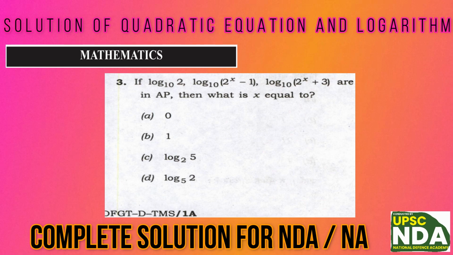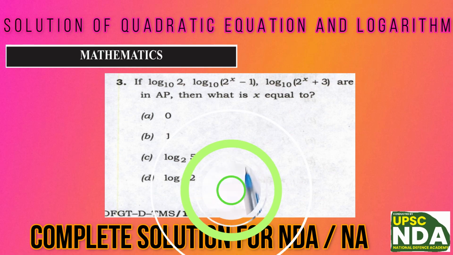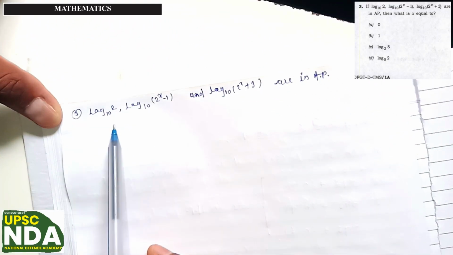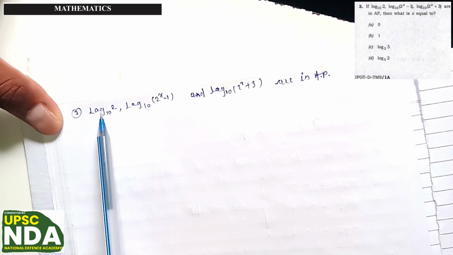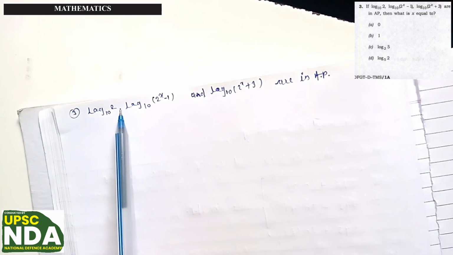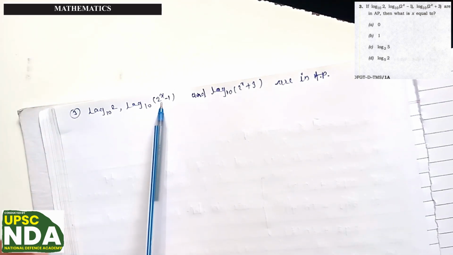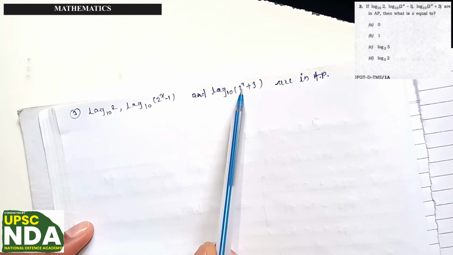Now let's find the solution for today's example. Quite an easy question. We have to apply some basic concepts from arithmetic progression and easy calculations. So now let's get started. Solution: we are given three terms. The first term is log to the base 10 of 2, the second term is log to the base 10 of 2 raised to x minus 1, and the third is log to the base 10 of 2 raised to x plus 3.